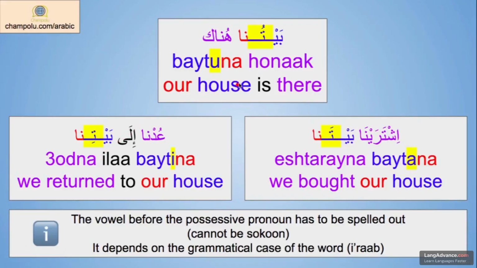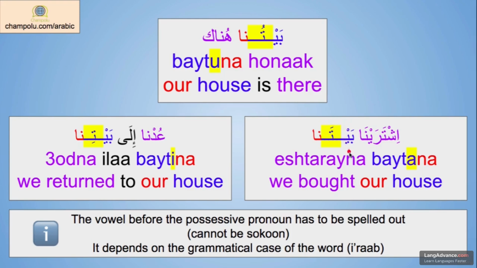And you also need to pay attention to what sound comes after the actual word. For example, the actual word is bait, but we say baytuna. So the u sound that comes after bait and before na actually comes from the grammar of the word, because if the word is a subject or in the initial position of the sentence, it has the u sound at the end. So it's baytuna هناك. Our house is there.